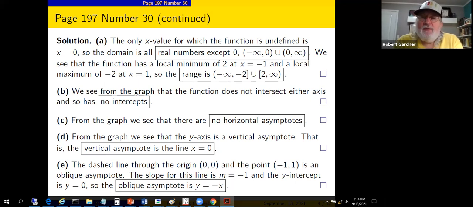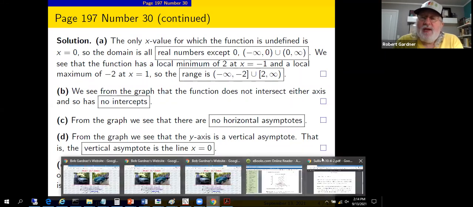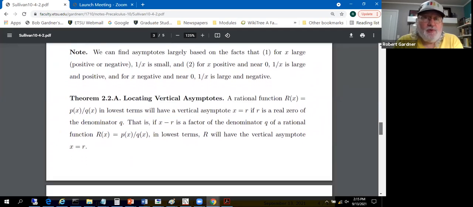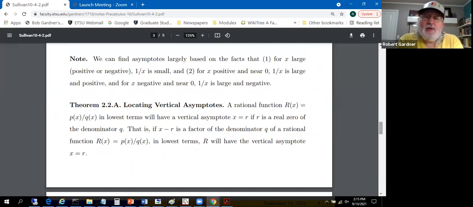So easy enough taking a graph and reading off those ideas. Maybe not so easy being given an equation and producing those ideas. So that'll be the goal, is to find where the vertical asymptotes are, find what the horizontal asymptotes are, find what the oblique asymptotes are for rational functions. So that'll be the plan in the rest of this section, using that information to graph. We'll take on in the next section.